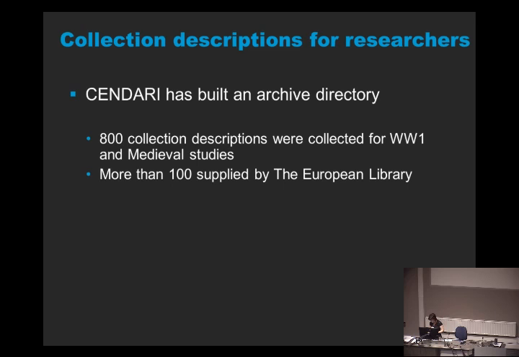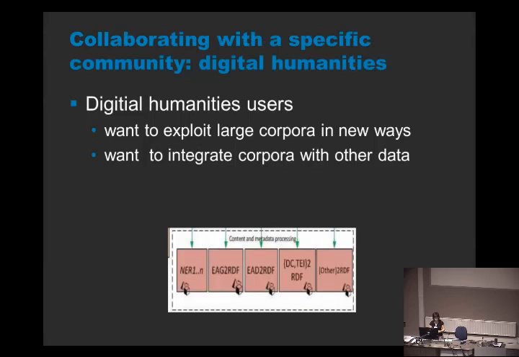So this is what was done. The data were collected, all these descriptions were described according to a profile, and then what we wanted to do, so Sendai is not stopping at what we call the traditional humanities user. Now we want to address what we call the digital humanities community, who, like the traditional humanities user, want to exploit large corpora, but they want to do it in new ways by applying some computational processes and to integrate all those sources with their research data and other data.